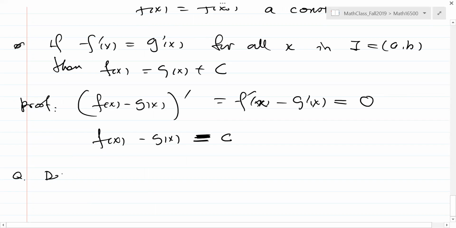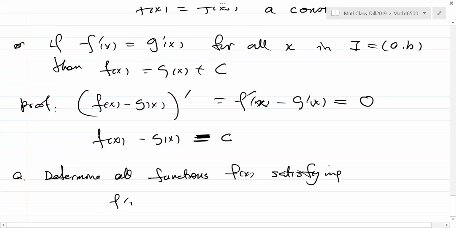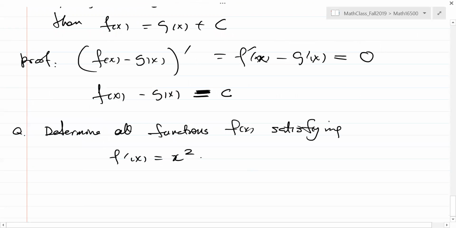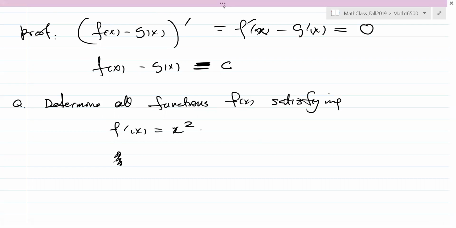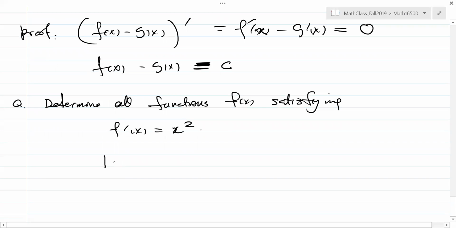So our next question. Determine all the functions f of x satisfying this equation. To determine all the functions, you just need to find one, because if another function satisfies the same equation, then they differ by a constant. So by guessing and trying, how can I figure it out? I remember the derivative of x to the a is a x to the a minus 1.